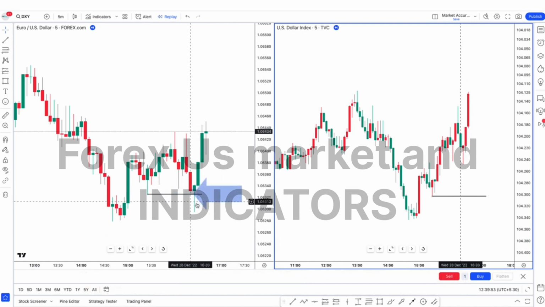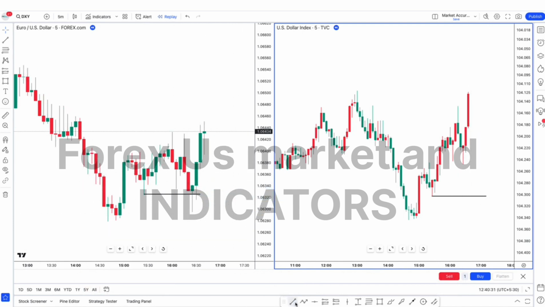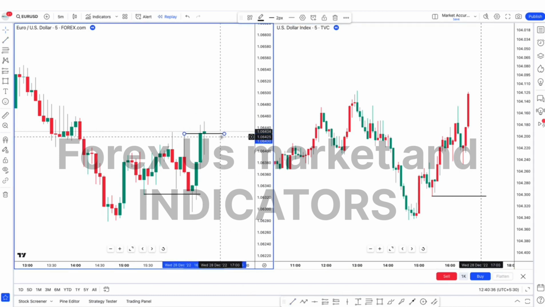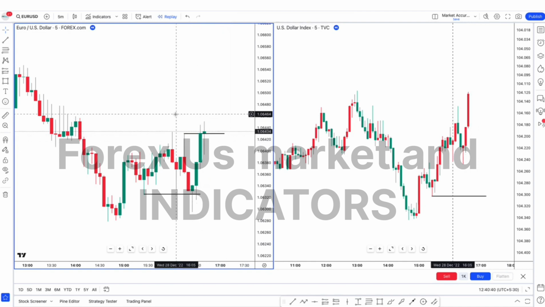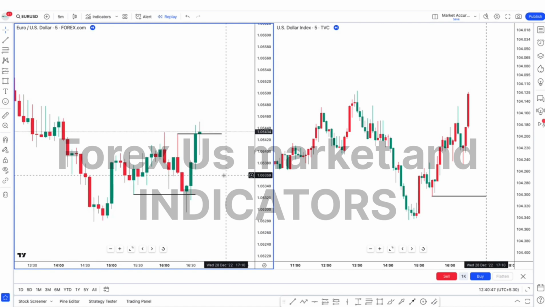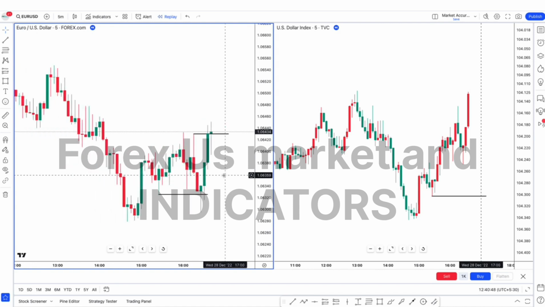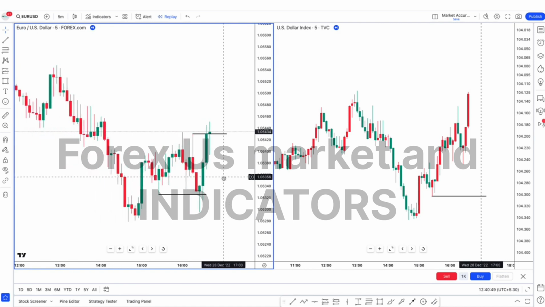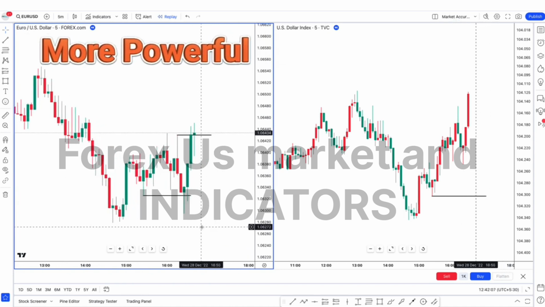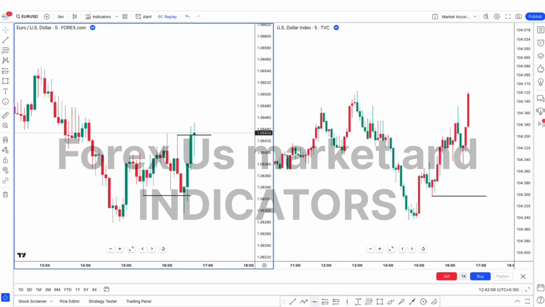You have a liquidity sweep here, and you wait for market structure shift. Now you can go on a smaller time frame and look for market structure shift as well, but it's really up to you. When you go on a smaller time frame and look for market structure shift, there will be a chance that the trade is not going to play out. Why? Because obviously, market structure shift on a higher time frame is going to be more powerful. A market structure shift on a 1-minute time frame is always going to be less powerful than the market structure shift on a higher time frame, like 5-minute or 15-minute.